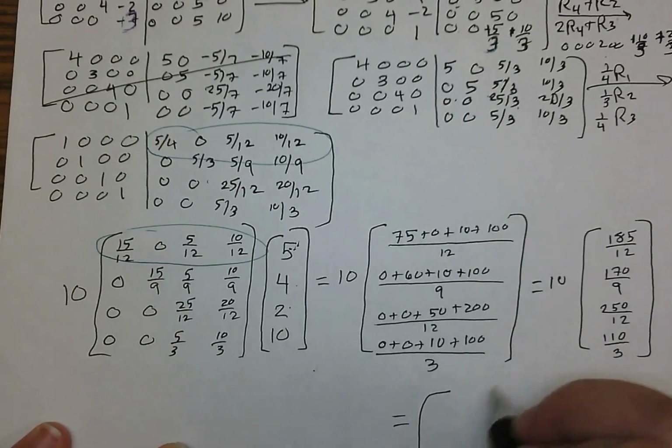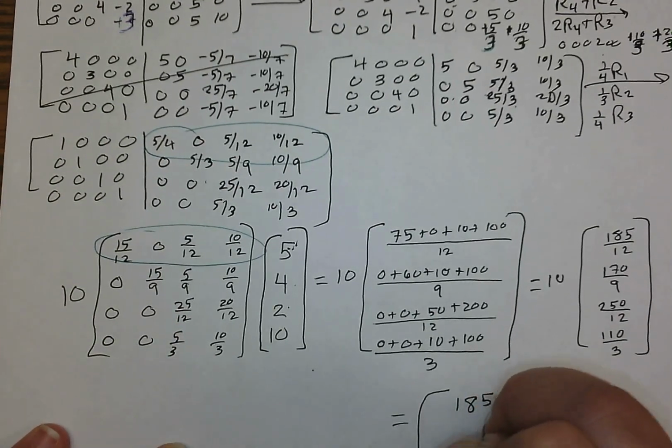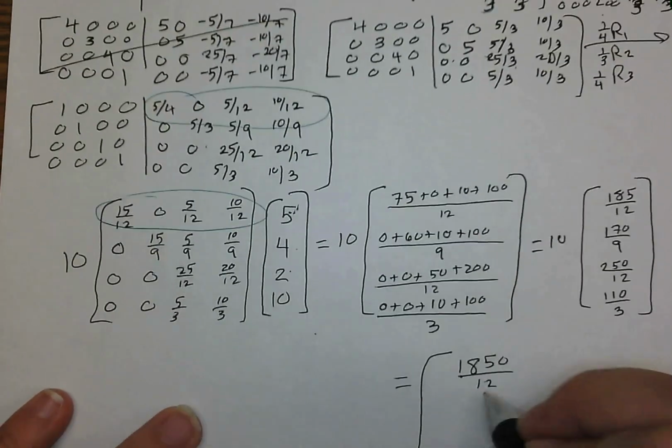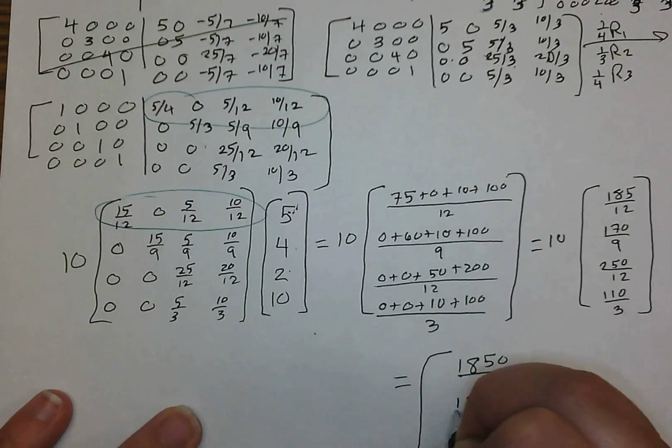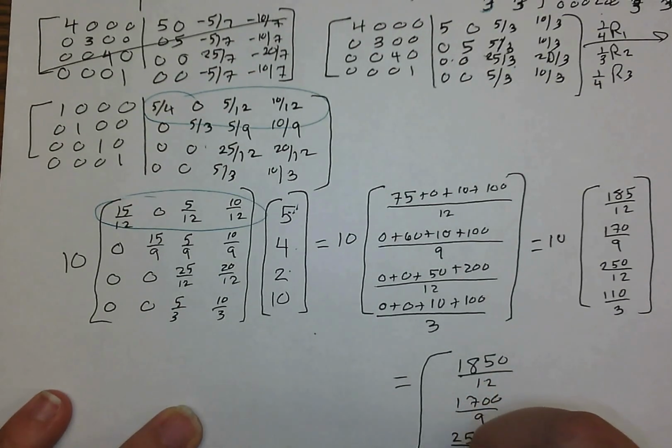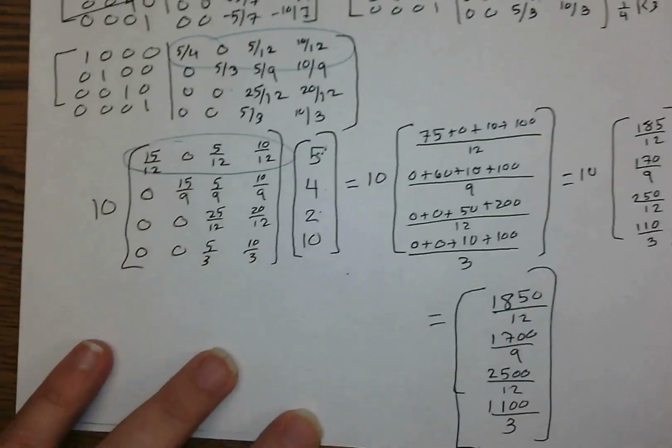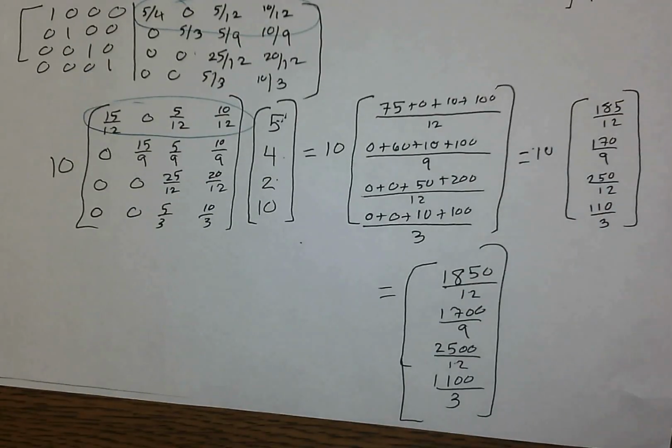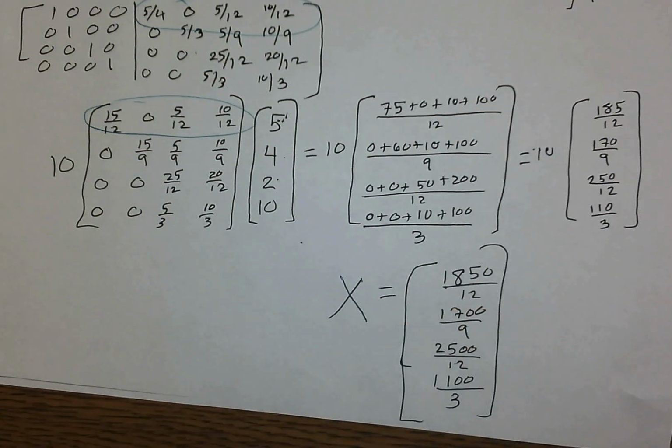And we end up with 1850 over 12, 1700 over 9, 2500 over 12, and 1100 over 3. Now those themselves would reduce because the 10 can reduce with the 12 and the 12. The 9 and the 3 cannot reduce. But I'm going to leave it like this because there is an advantage to having those zeros at the end. This would be your production schedule X.